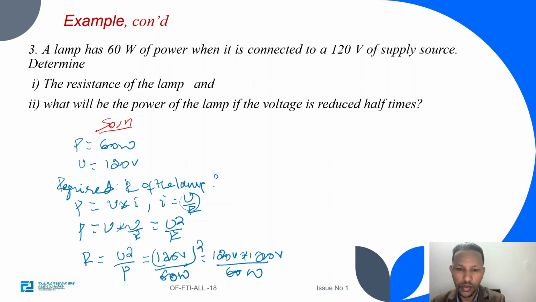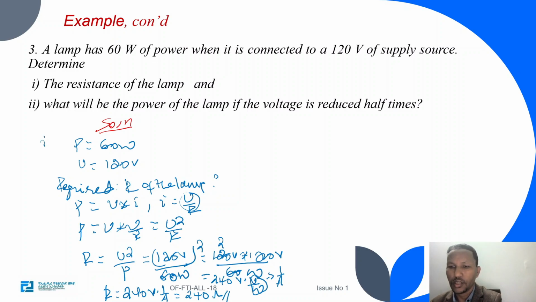This will be cancelled by 2, so we have 240 volt times volt over watt. You know that volt over watt is 1 over ampere. So R equals 240 volt times 1 over ampere. Volt over ampere is ohm, so R equals 240 ohm. So this is the answer to the first question.